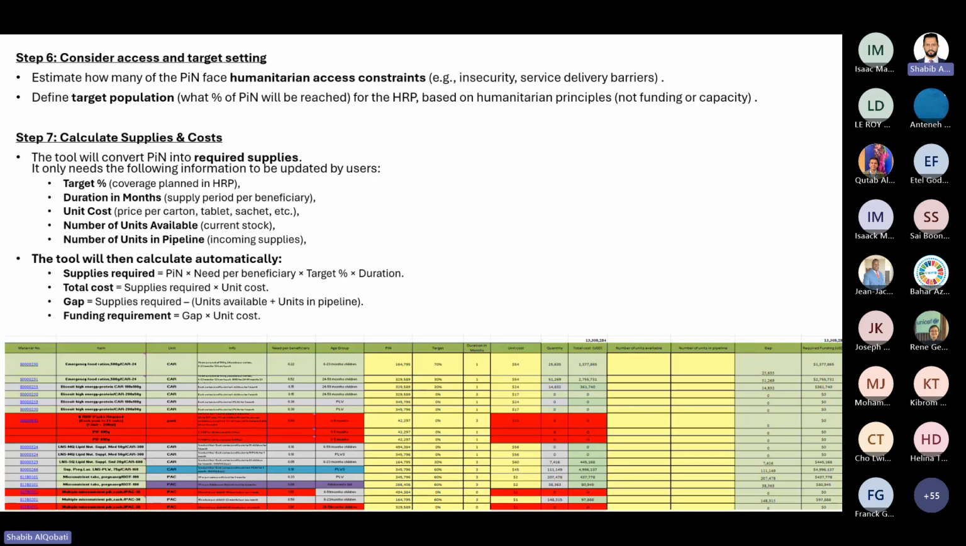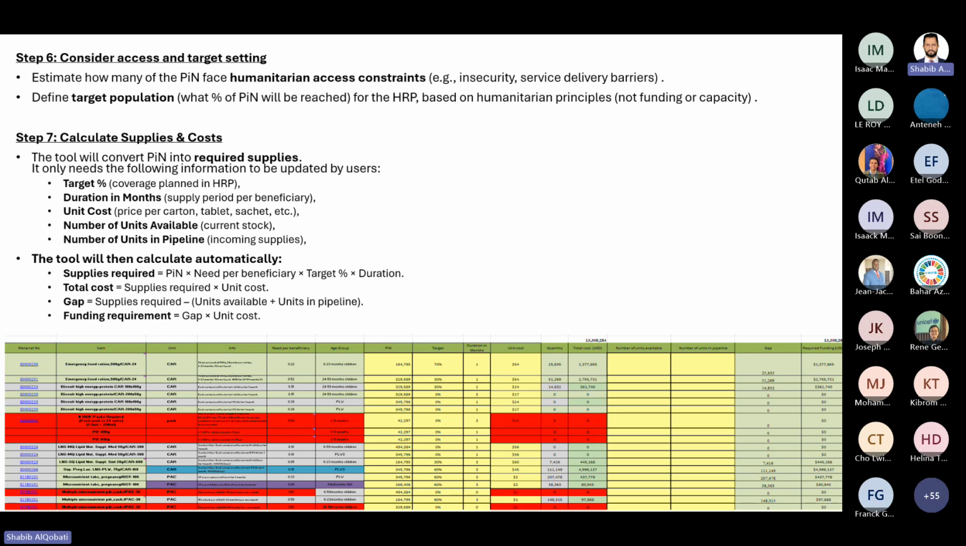Step 6, you come up with the target. Based on your people in need, you can see the humanitarian access constraints like insecurity and service delivery barriers. Also define the target. Sometimes you will come up with the target as a percentage of the people in need, and sometimes by location. But it also depends on humanitarian principles, and whether there is funding or capacity. And the last thing in this step is to calculate supplies and cost.